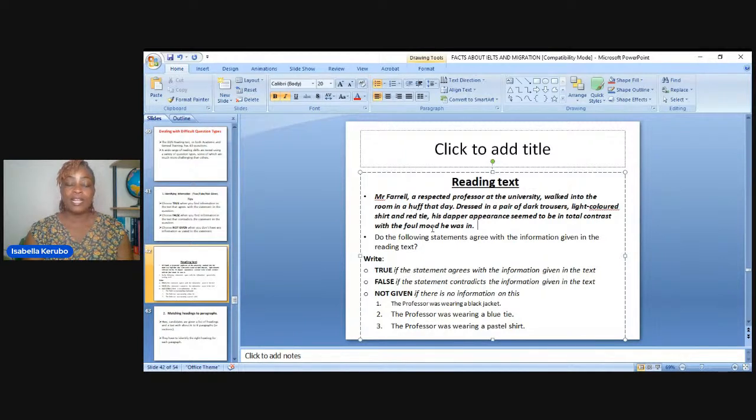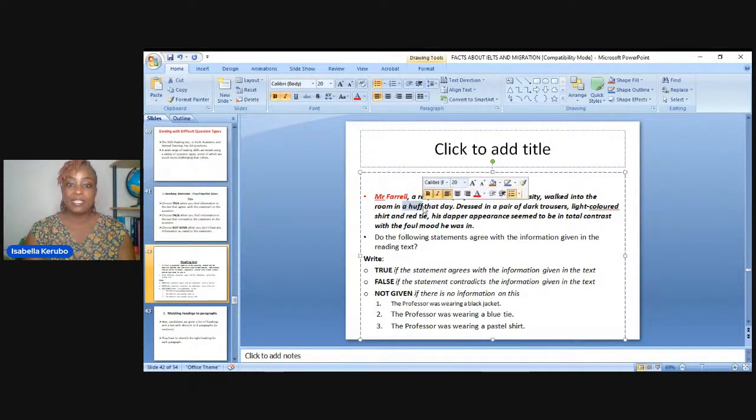Okay, so like I mentioned in the last session when I was talking about understanding the IELTS and how to go about reading the texts in different sections, as you're reading, remember you are supposed to highlight any keywords. In this case, we are talking about a professor, Mr. Farrell, and of course, he walked into the room in a huff that day.